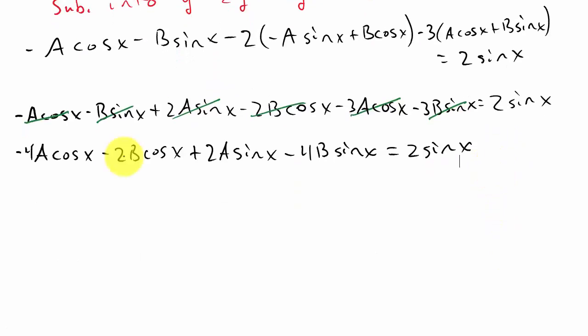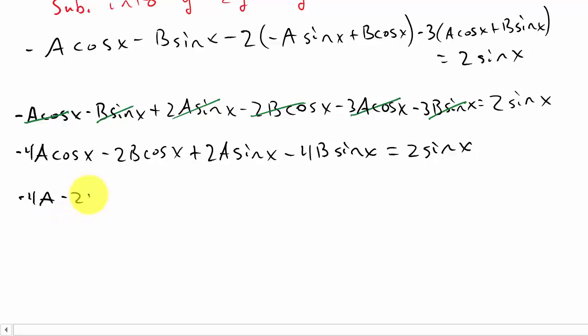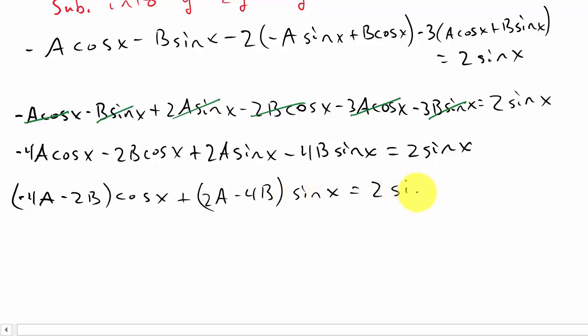Alright, so what I'm going to do here is factor out a cosine. So that's going to give me negative 4a minus 2b times cosine x, plus 2a minus 4b, I'm factoring out a sine x here, and that equals 2 sine x.